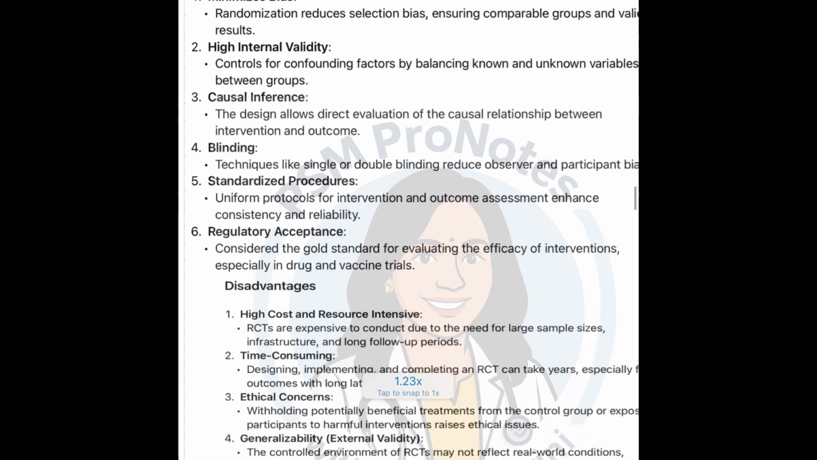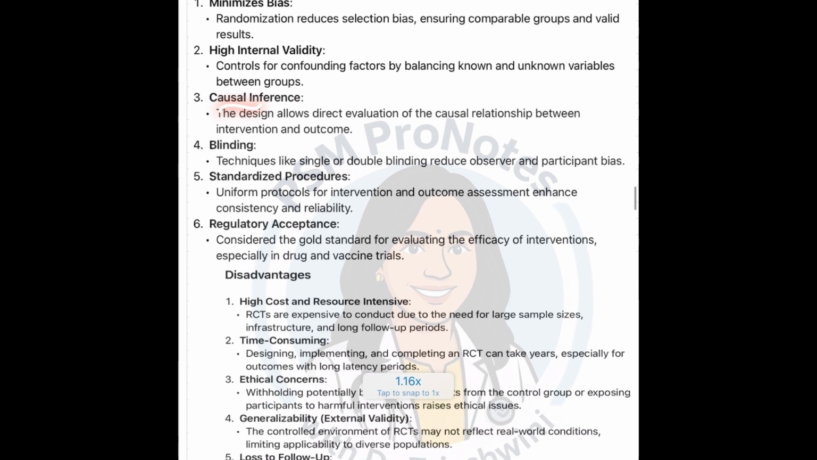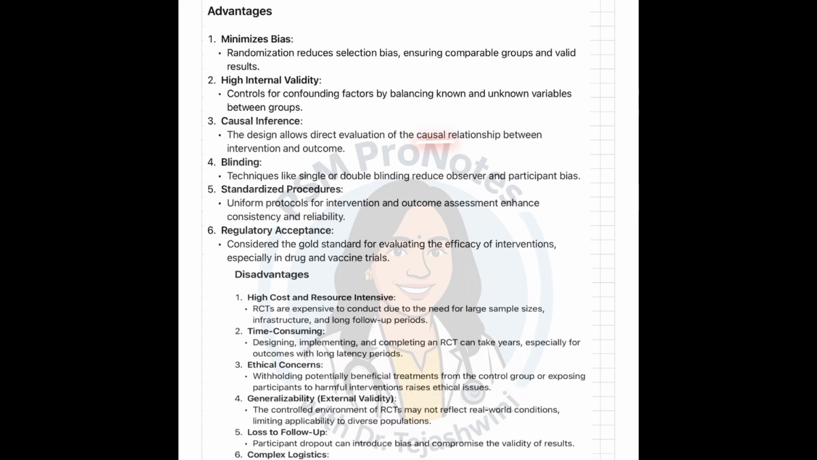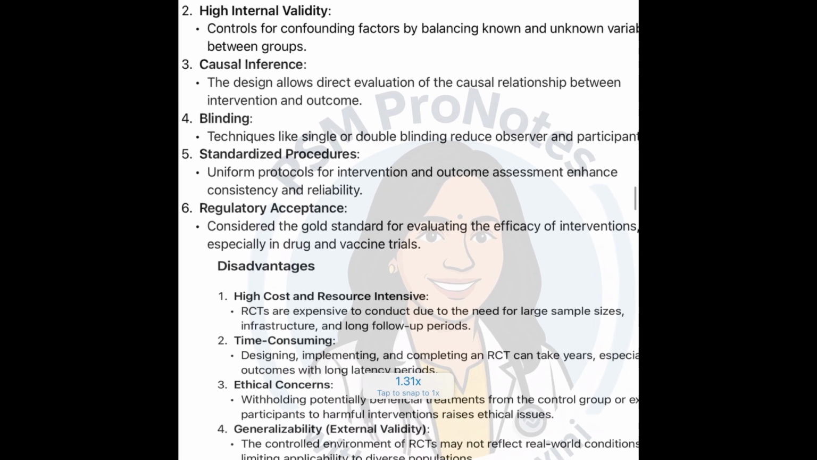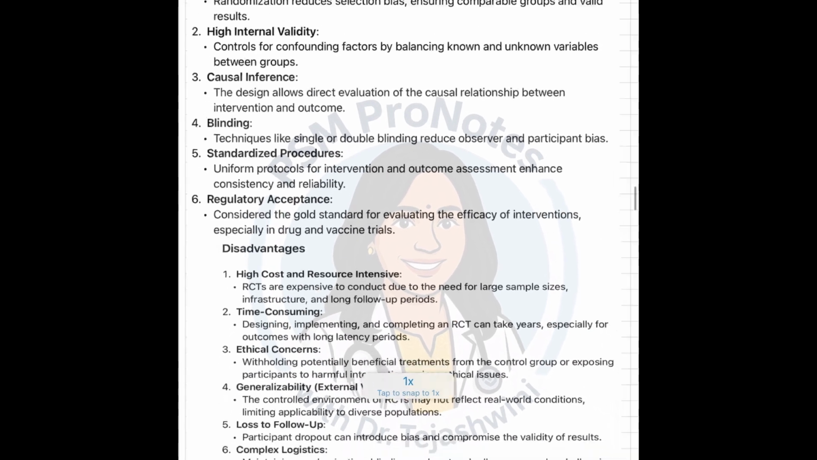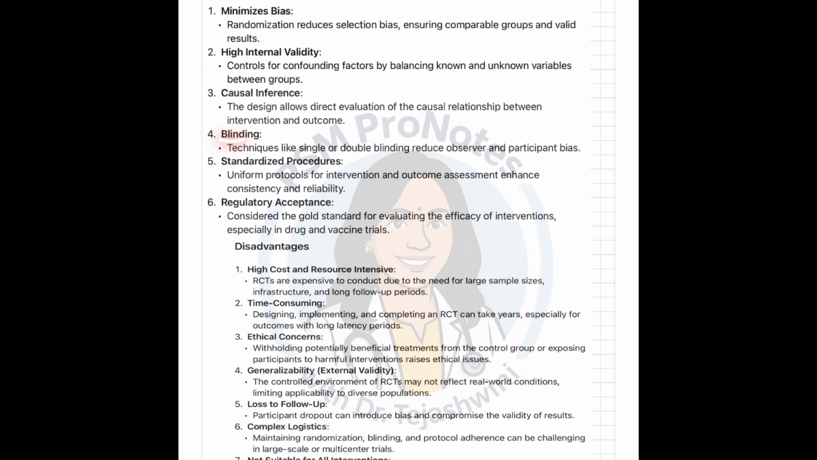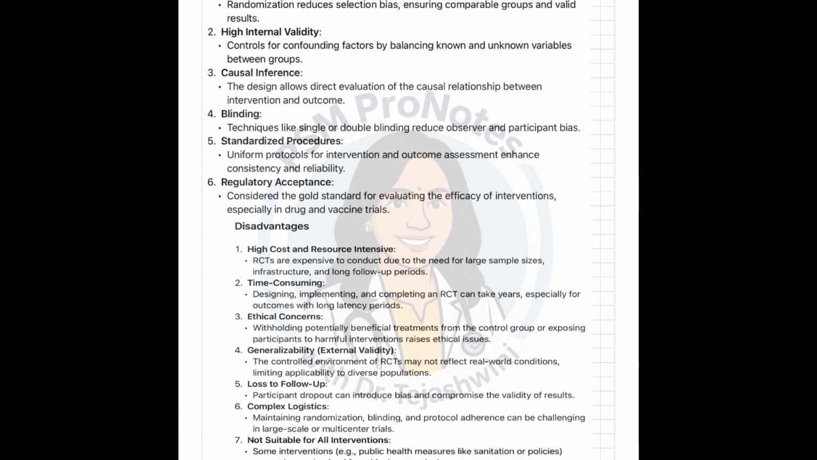Causal inference. Since RCTs are designed to test causal relationships, they allow us to make direct causal inferences. This means we can say with more certainty whether the intervention actually caused the observed outcome. Blinding. Blinding, whether single or double, reduces both participant and observer bias. In a double-blind study, neither the participants nor the researchers know who is in the experimental group and who is in the control group, which helps maintain objectivity in data collection and analysis.